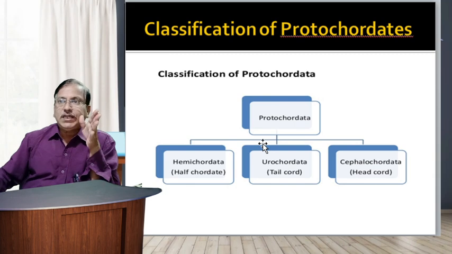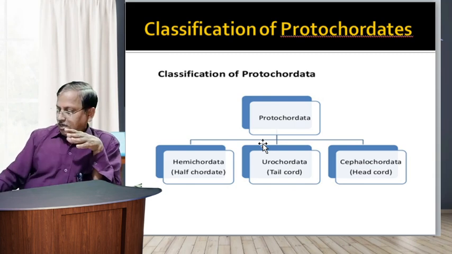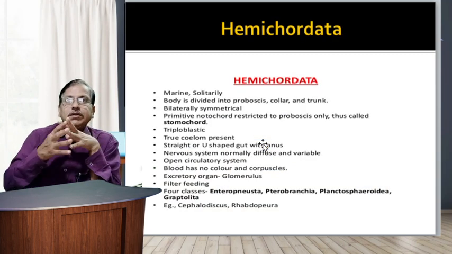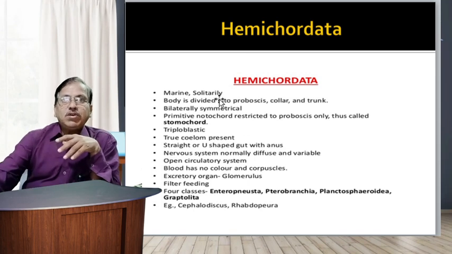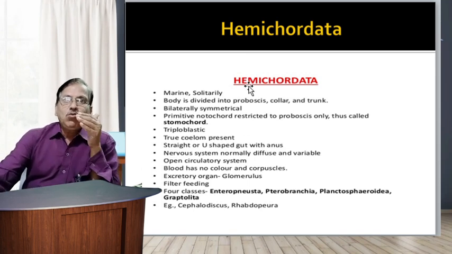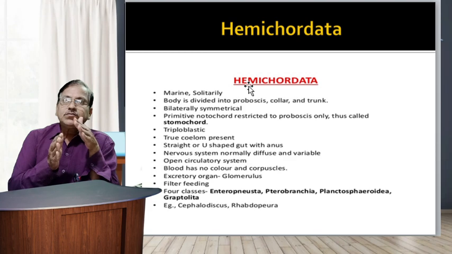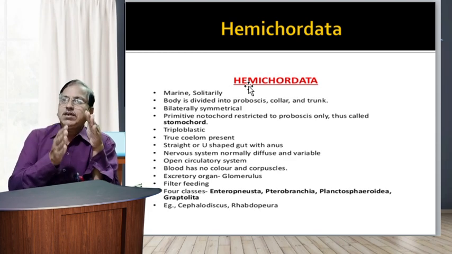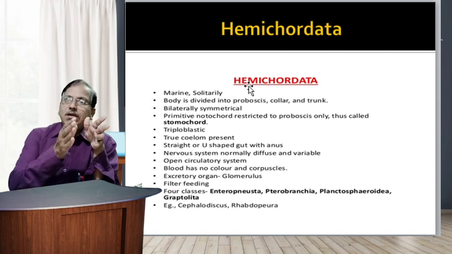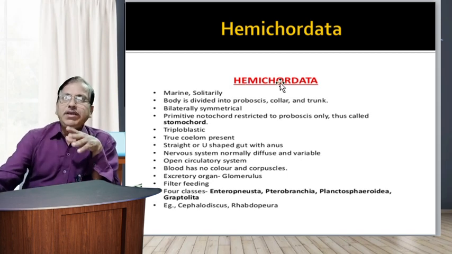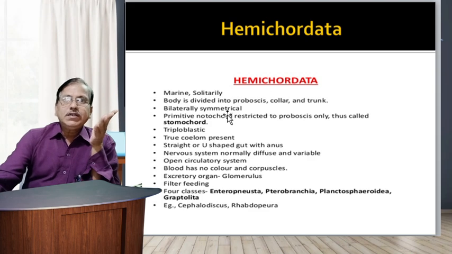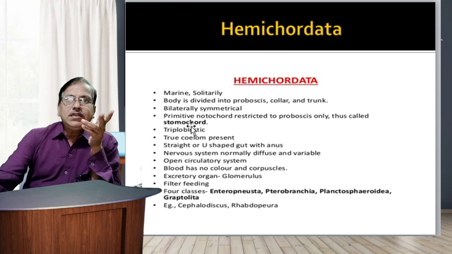This is the most important thing, according to the relation of the notochord. Out of these three groups, the first subphylum is the Hemichordata. We will discuss briefly the characteristics, because the Protochordata are divided into the Hemichordata, Urochordata and Cephalochordata as three groups according to the position of the notochord in the animal body. First group, Hemi means half chordata. The animals included in this group are marine or solitary.